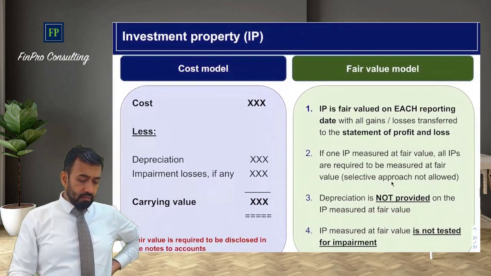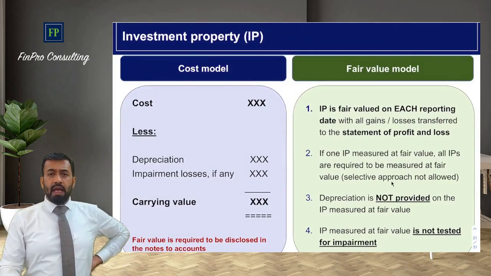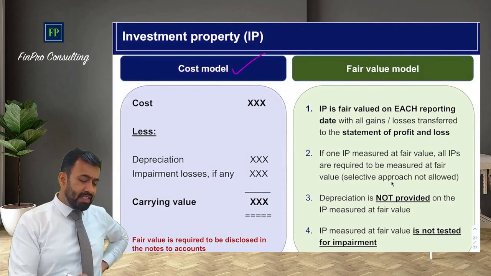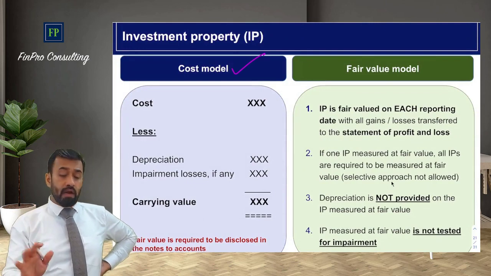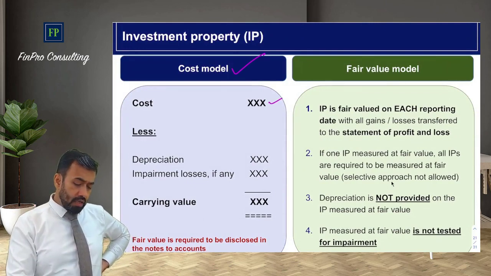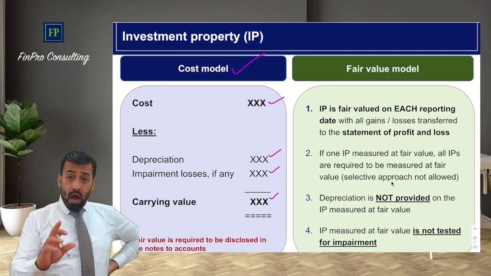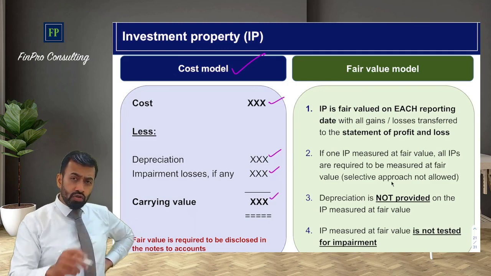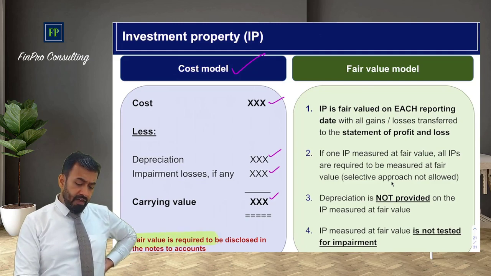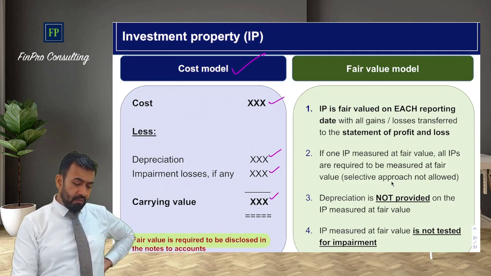Now, investment property. Investment property has two models. Cost model goes exactly as per the property, plant and equipment. Cost less depreciation less impairment is equivalent to carrying amount. However, one additional disclosure which is required is that the fair value of such investment property must be disclosed in the notes to accounts.